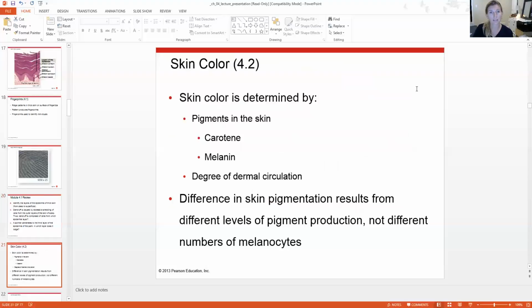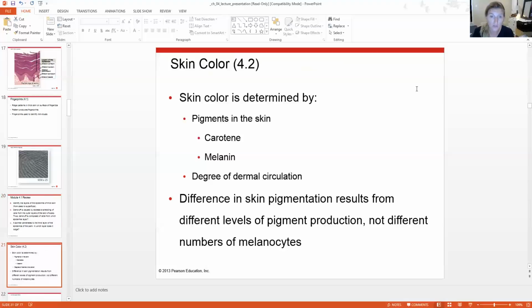Let's talk about skin color. Skin color is determined by pigments. There are two pigments. There's an orangey-red pigment called carotene, and then there's a brown pigment called melanin. And these pigments are going to be in different ratios depending on our genetics, depending on the genes, because these pigments are proteins. Proteins come from our genes, so it's that whole relationship to our genetic inheritance.